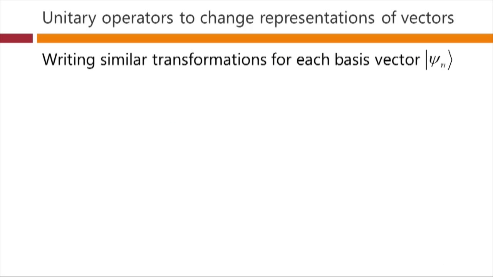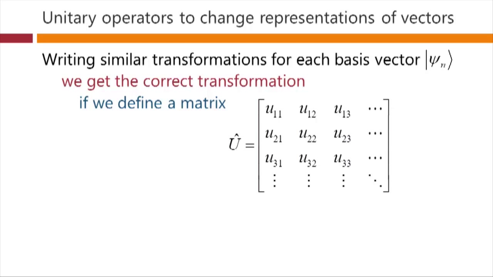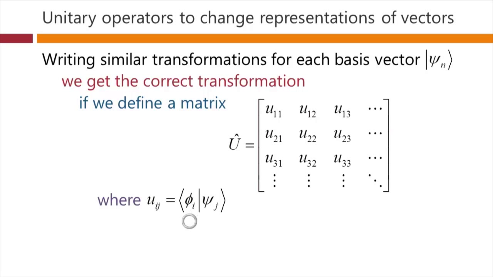We could do similar transformations for each different basis vector in our old coordinate system. And we get the correct transformation if we define a complete matrix made up from these vectors we constructed before for each of these. And the matrix elements in here then are simply phi i inner producted with psi j for the ijth matrix element. So that's just following the same logic we just took, but going through each different old basis vector and expressing it in the new ones.